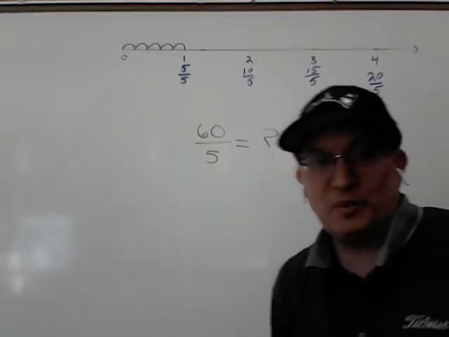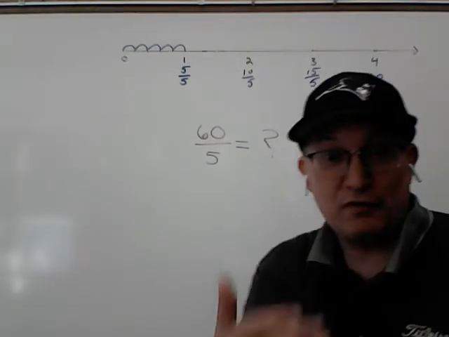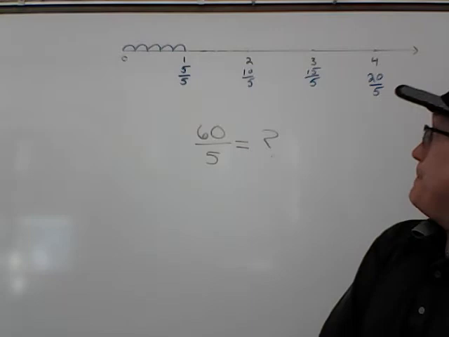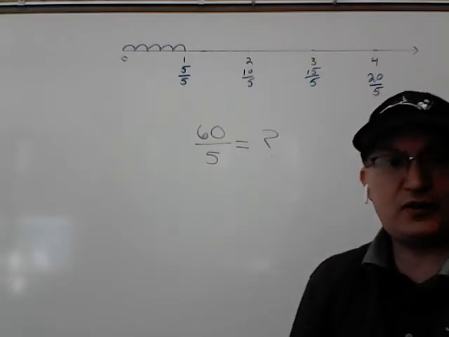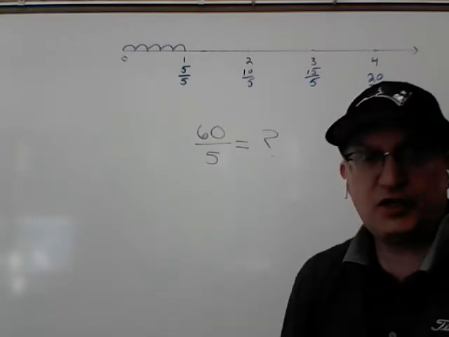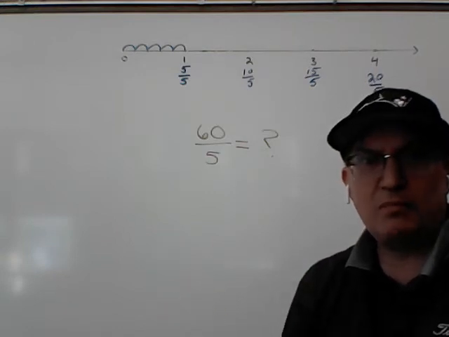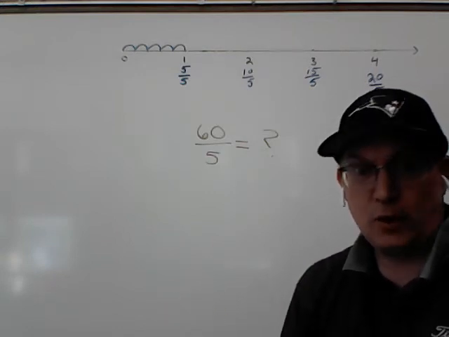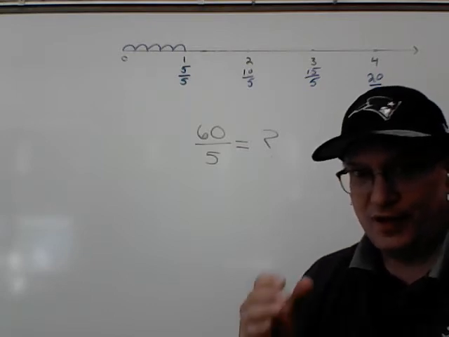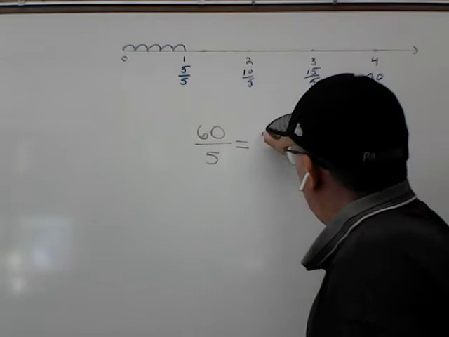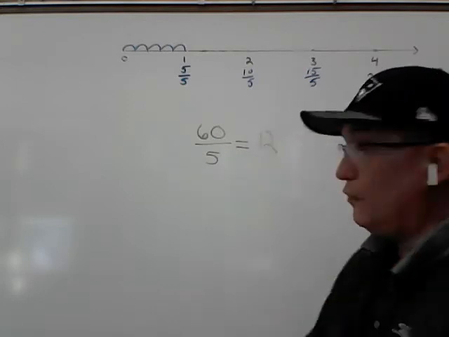This question is going to be easier for those of you that have learned the 12 times tables. 60 fifths. You can read it as 60 divided by 5. Think about what it might be. 12. 60 divided by 5 is 12. 60 fifths is indeed 12.